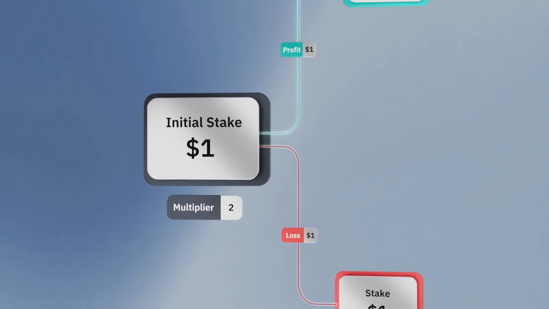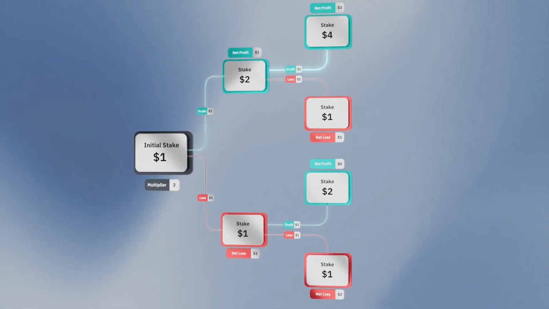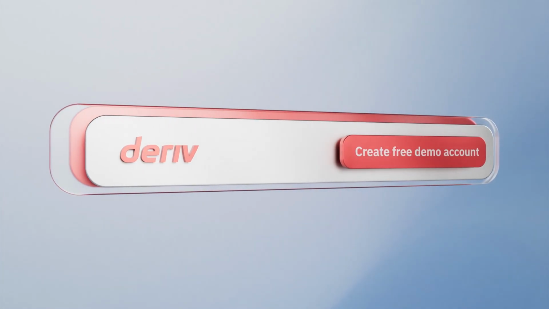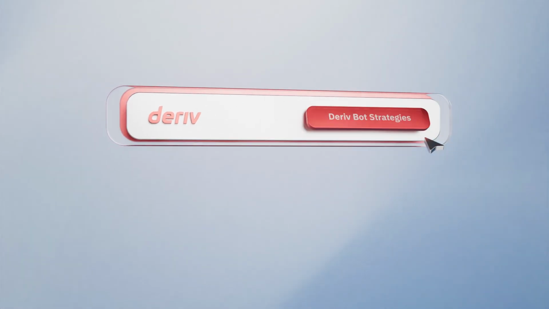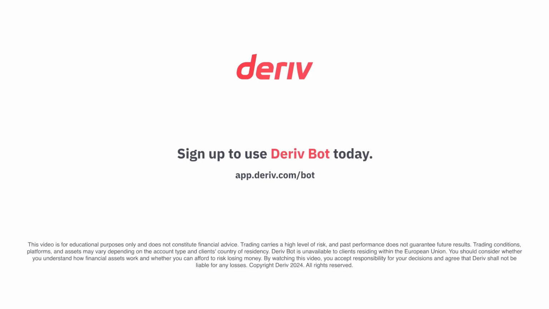The Reverse Martingale strategy can be a useful trading tool when implemented wisely and with caution. It is highly recommended to evaluate your risk tolerance, practice on a demo account, set profit and loss thresholds, and familiarize yourself with the Martingale strategy before engaging in real money trading. More information on preset strategies can be found in the Tutorials tab.